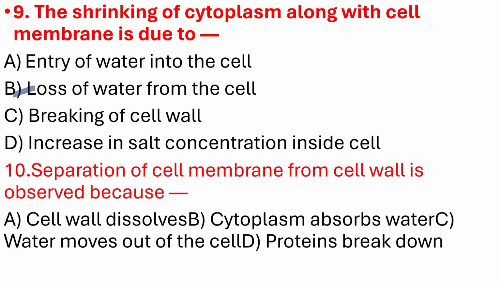Separation of the cell membrane from cell wall is observed because cell wall dissolves, Option B, cytoplasm absorbs water, Option C, water moves out of the cell, Option D, protein breakdown. Option C.